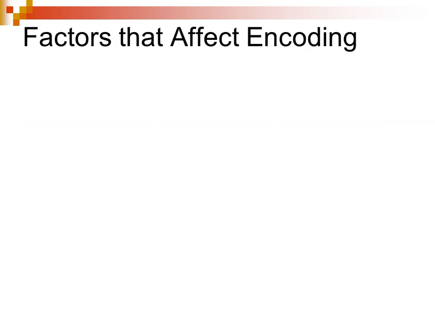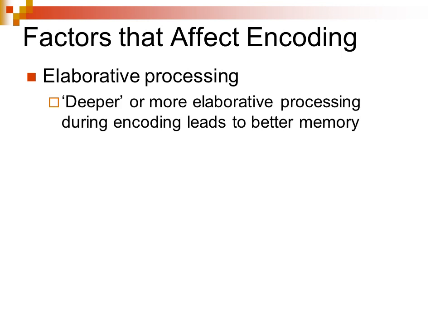We'll begin by discussing some factors that affect encoding. So, factors that affect the creation of a long-term memory or how well you can retrieve it later. The first one is the use of elaborative processing, where the basic idea is that deeper or more elaborative processing during encoding leads to better memory. One of the first questions that early cognitive psychologists were interested in was what is the most effective way of encoding information into long-term memory?